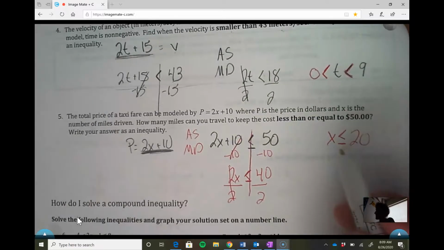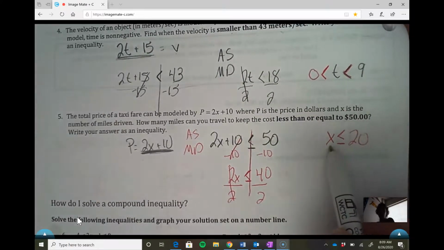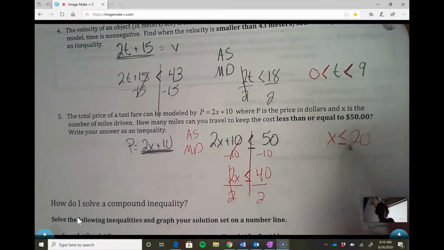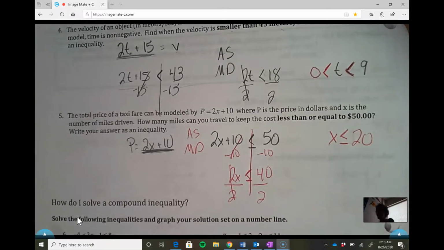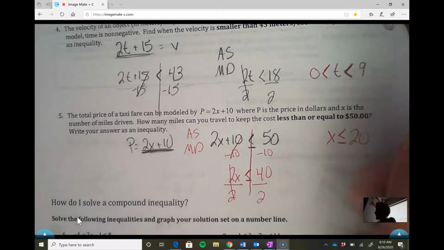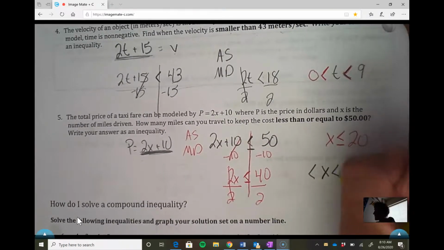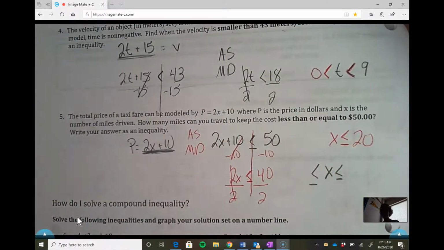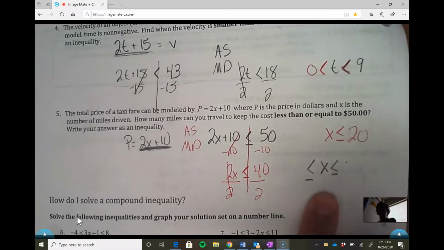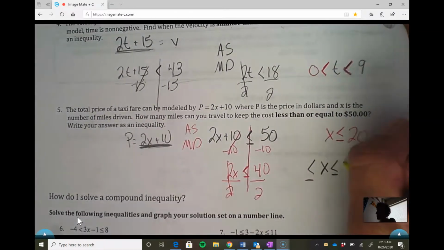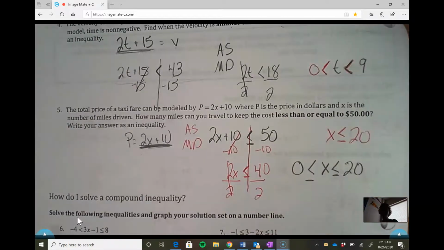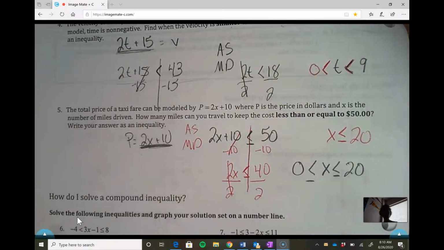So how many miles can you travel to keep the cost less than or equal to $50? So right now this is saying I can travel 20 miles or I have to travel under 20 miles. And even though they don't mention it, I'm going to do this in between thing again because I can't have negative miles. So remember, this is between, so my mileage needs to be between 0 and 20 because I'm not going to have -1 mile. So there was the bell.